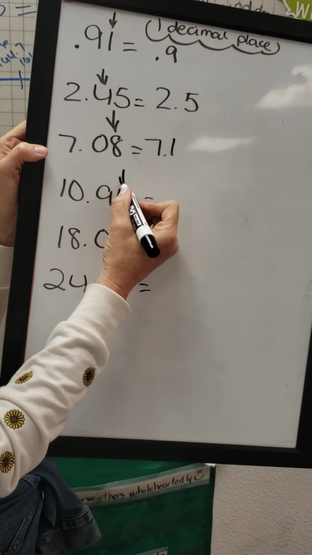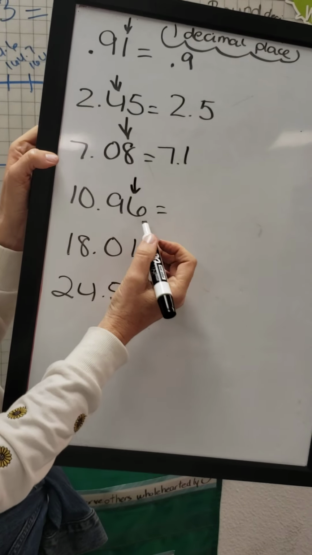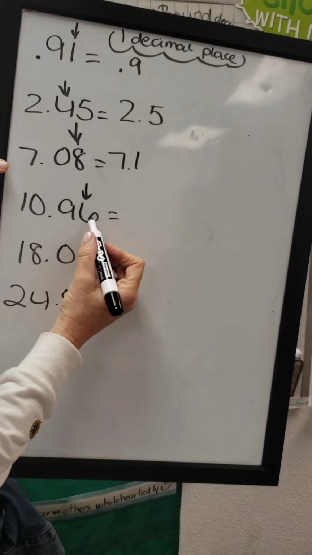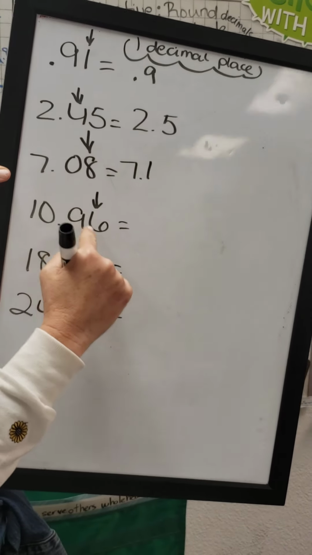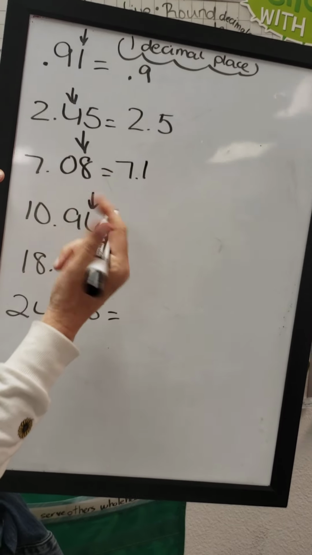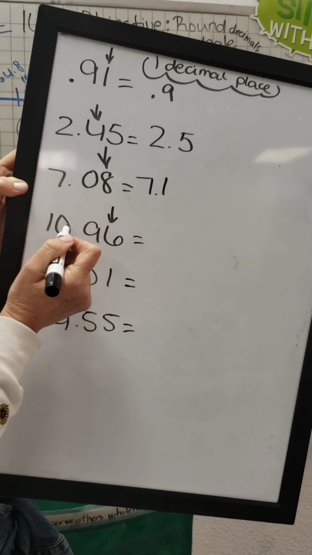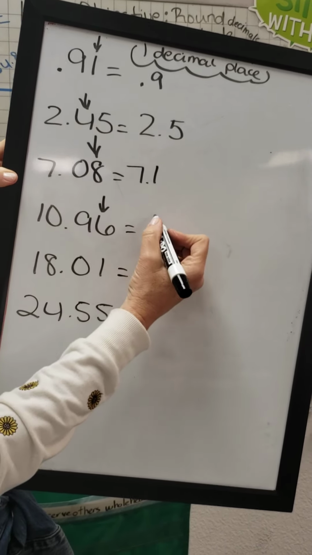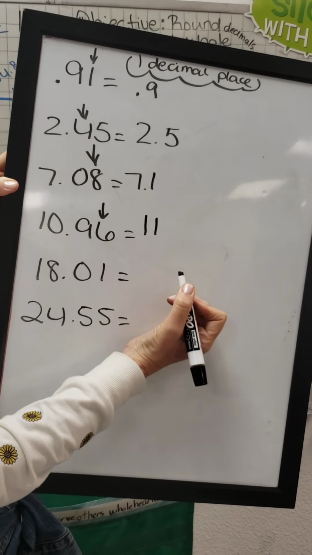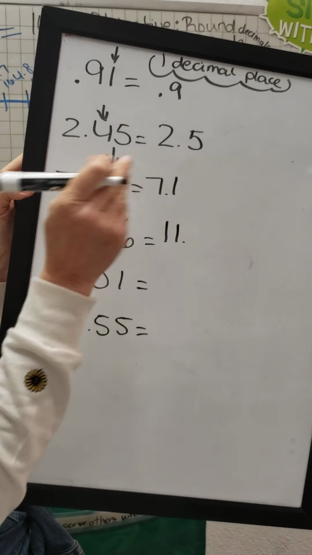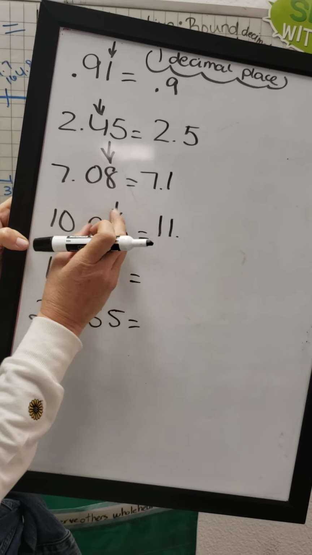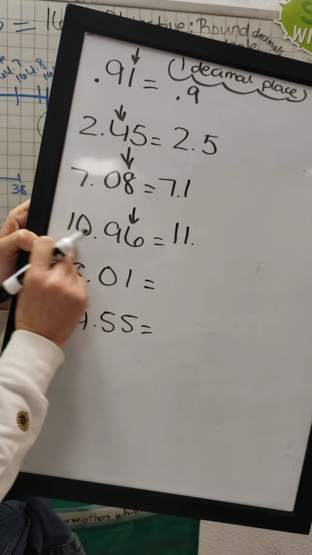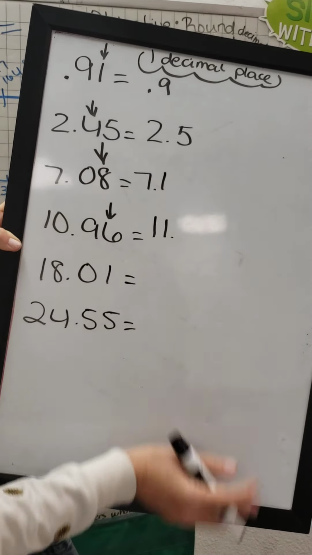10.96. This one's going to be a little tricky. 6, 5 or more, let it soar. So this becomes 10. Now, if 9 becomes a 10, that means I have a whole. So I'm going to bump that over here, and this actually becomes 11 point, or just 11, because I had a whole. So I'm bringing that over and adding it with this whole. 10 and 1 more whole equals 11.